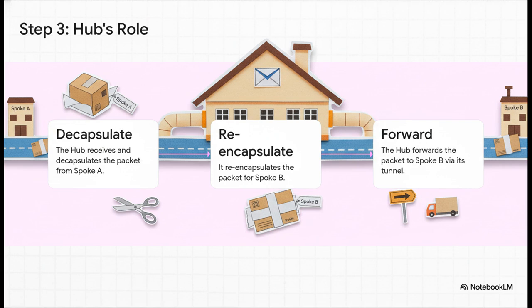And here's where the hub really earns its keep. It gets that packet from Spoke A and unwraps it. It takes a look at the destination and says, aha, this needs to go to Spoke B. Then it rewraps the packet, but this time it addresses it for Spoke B's tunnel. Finally, it sends that newly wrapped packet down the correct highway to its final destination. The hub is literally acting as a central mail sorting facility for the entire network.